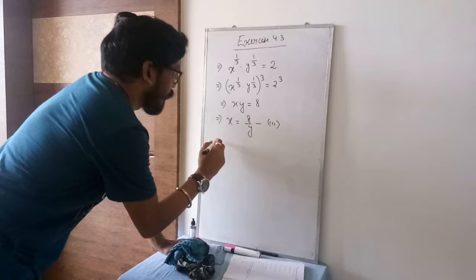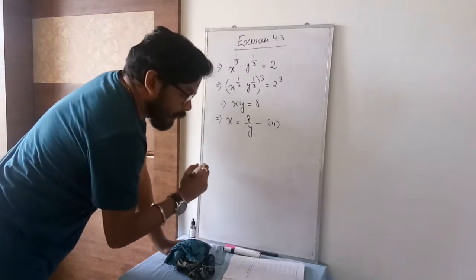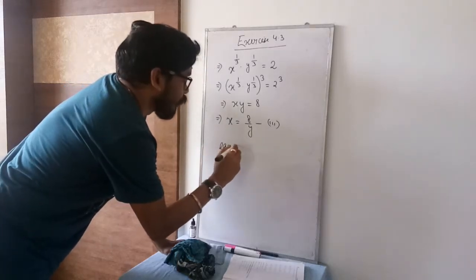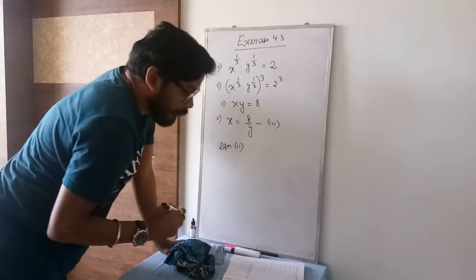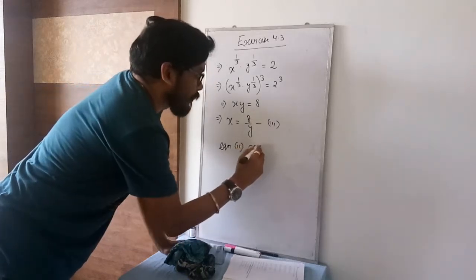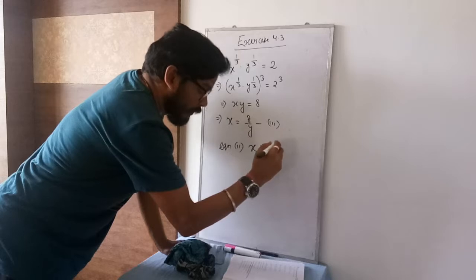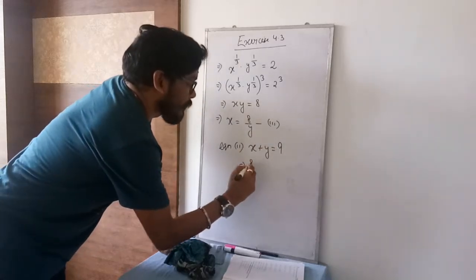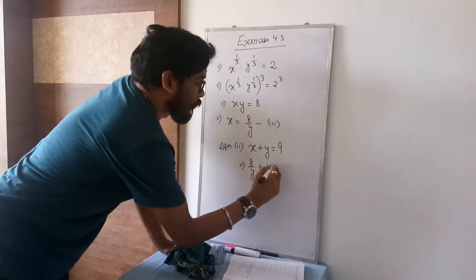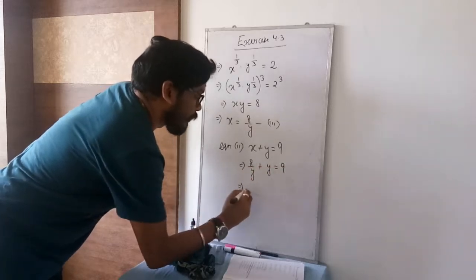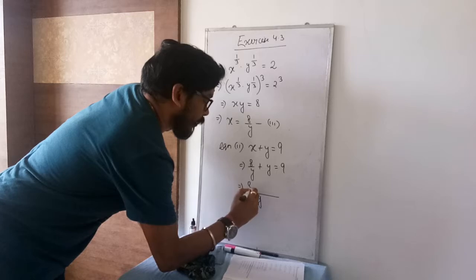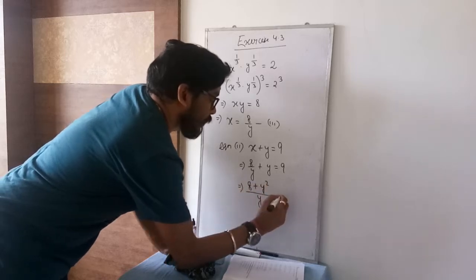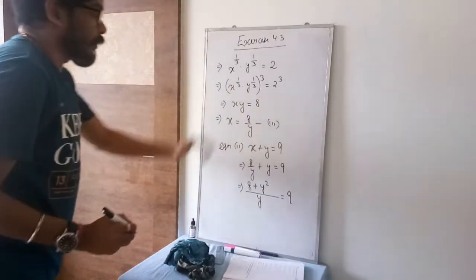Okay. Now let me write equation 2. What was your equation 2? Equation 2 was your x plus y equal to 9. So let me put the value of x here. So it is 8 by y plus y equal to 9. If you take LCM, it is 8 plus y square over y equal to 9. So take the screenshot.